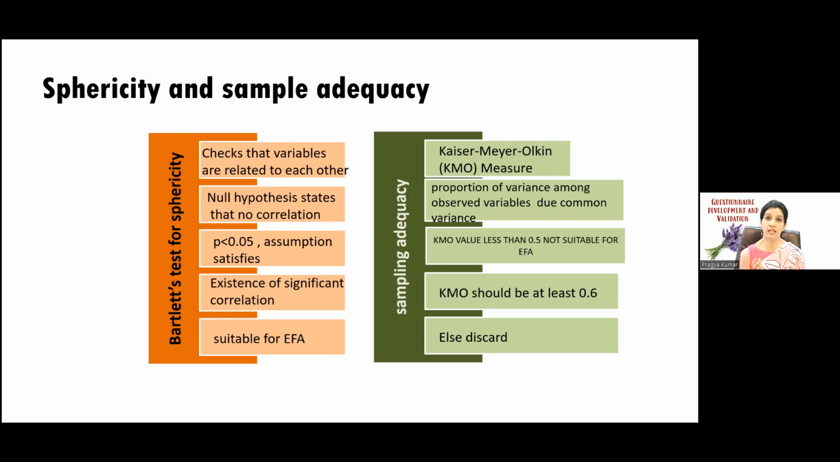This KMO tells you regarding the sampling adequacy. So there are two ways to assess this sampling adequacy. One way, like we have discussed, is that there should be 10 items or 5 samples per item. This is one objective way of assessing the sample adequacy: whether the sample which you have taken to calculate the exploratory factor analysis is suitable for that or not, whether that many samples are there or not. So the value of KMO should be at least 0.6.